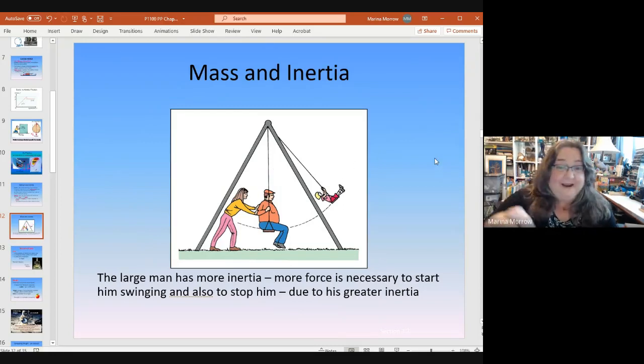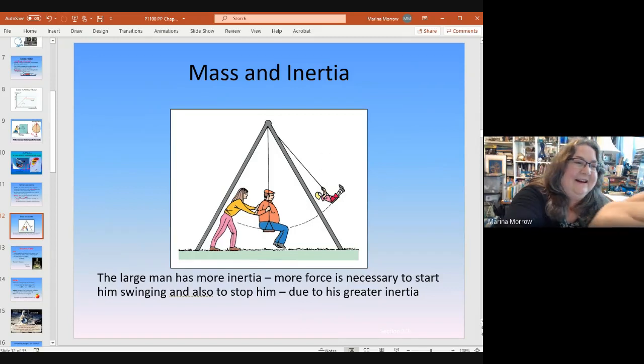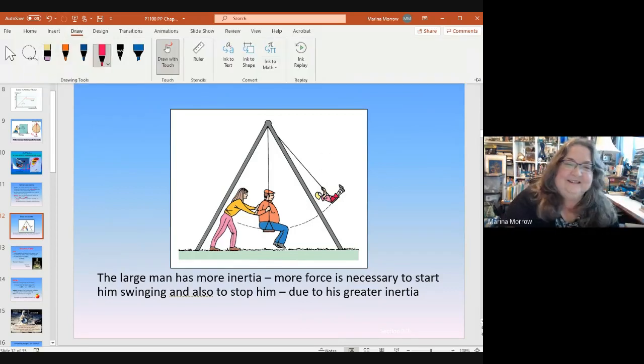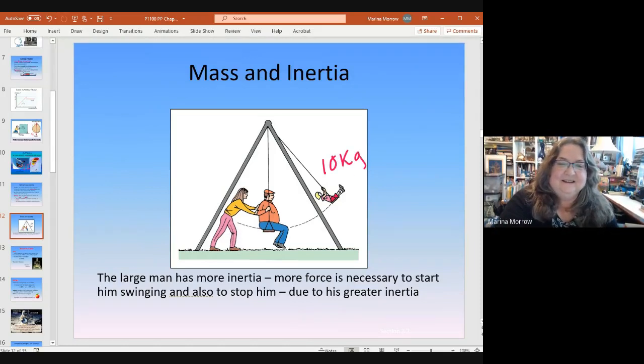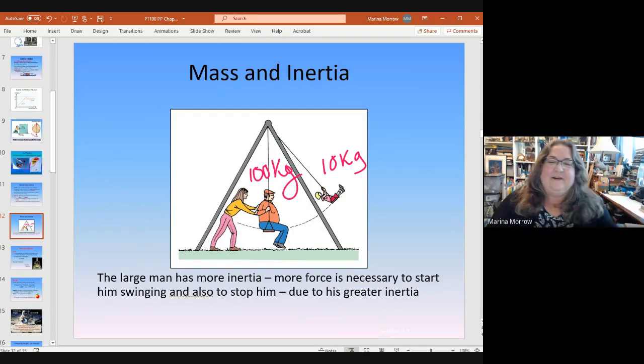Okay, so let's make that a little different. Let's say that she is 10 kilograms and he is 100 kilograms. So the idea is that 10 times more mass, 10 times more inertia. And so 10 times greater resistance to changing its motion.